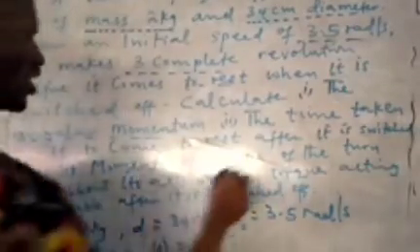Then question 3 talks about the moment of inertia of the turntable about its axis. Then number 4 is the torque acting on the table after it is switched off.